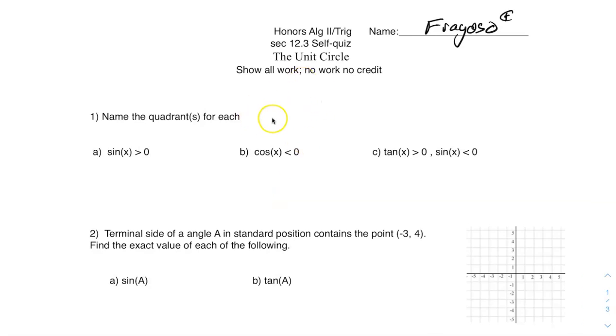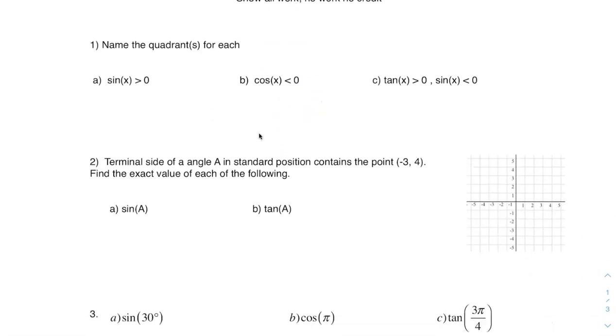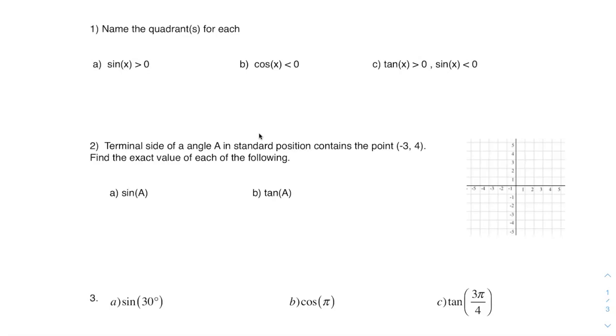Do the unit circle self quiz. So part 1, name the quantity for each. So we're going to do all students take calculus. Probably should have just done it right here rather than do the problem. I'm going to switch over here real quick.